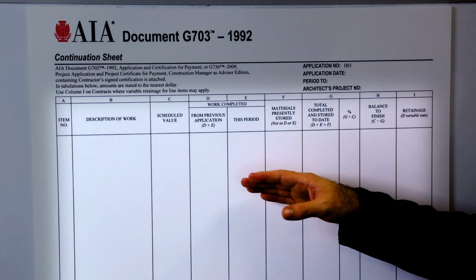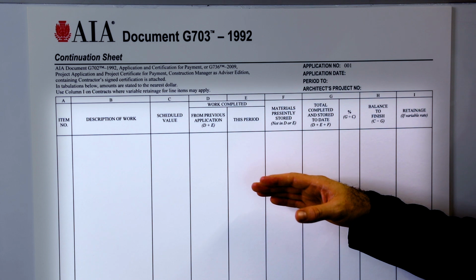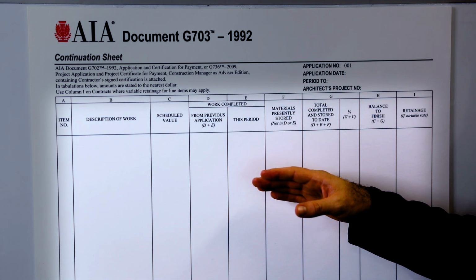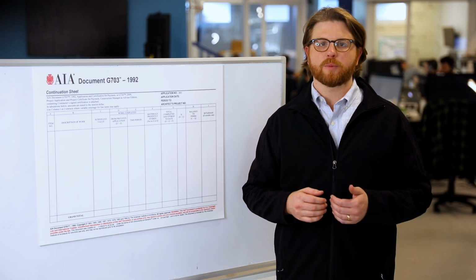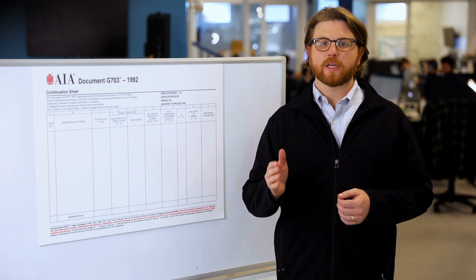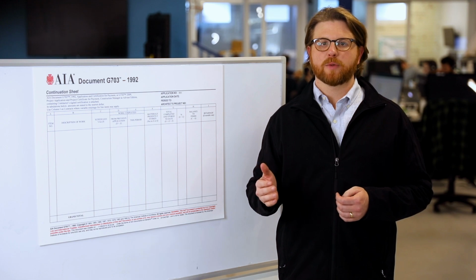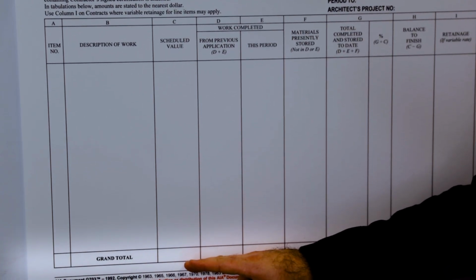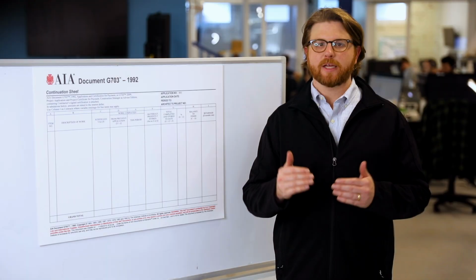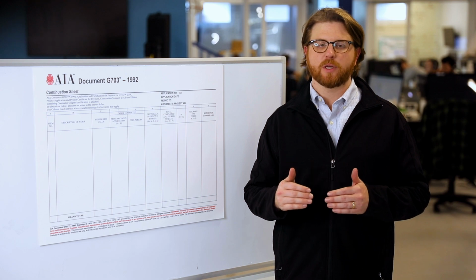This is where you'll list each work item, along with the associated cost or value, the accounting of work and materials. And the more accurate that your continuation sheet is, the easier it'll be to fill out your pay applications. For each column, once each line item has been filled out, add up the amounts and put the total into the grand total row at the bottom. If you have multiple pages, you don't need to put a total on each page, just add them up on the last page of your continuation sheets.